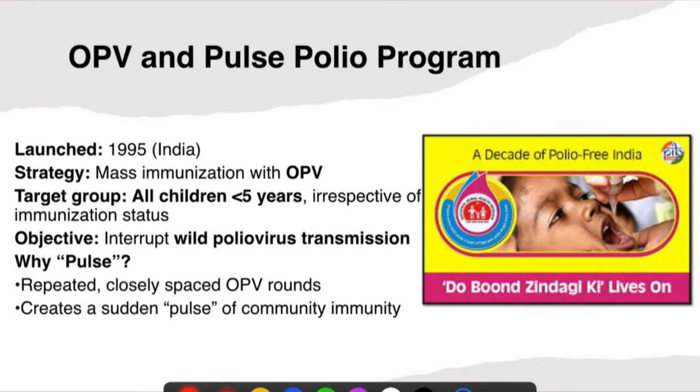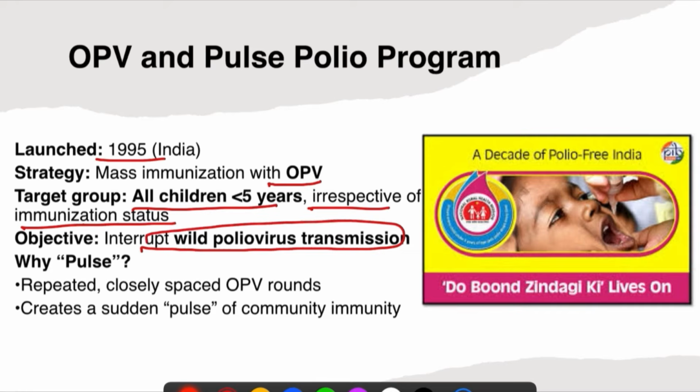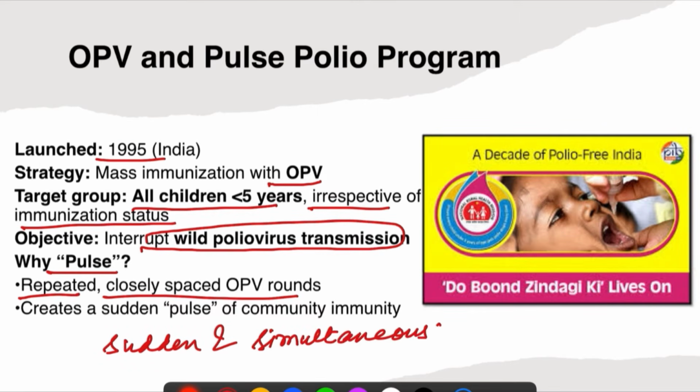The Pulse Polio Program was launched in the year 1995, and the strategy was to immunize all the children under the age of 5 years with the OPV, irrespective of their previous immunization status. The objective was to interrupt the wild poliovirus transmission. Pulse means repeated closely spaced OPV rounds which are sudden and simultaneous. Mass administration of OPV is done.